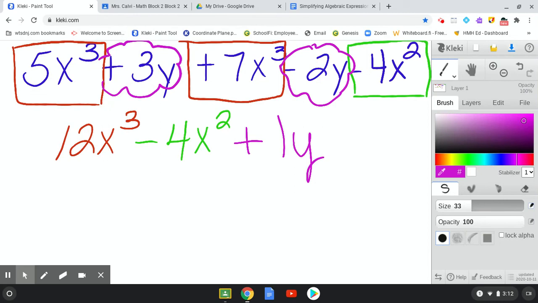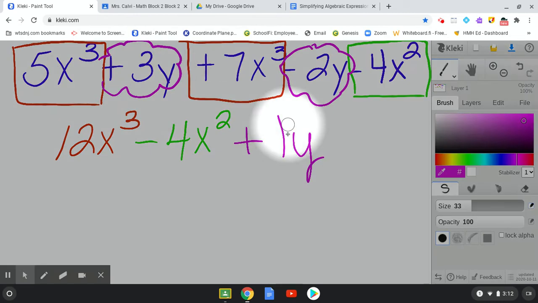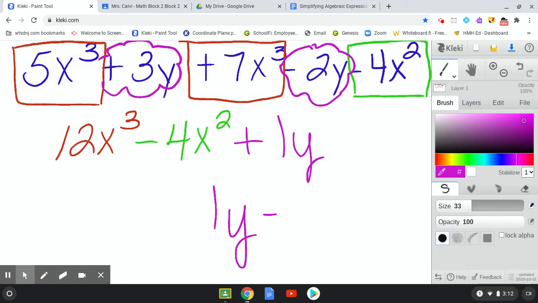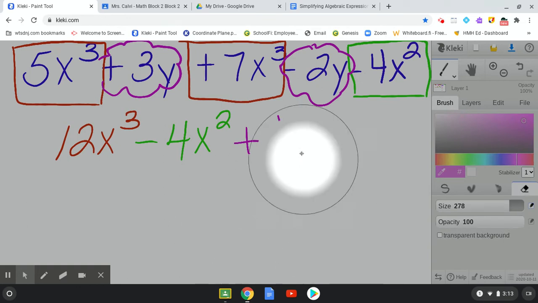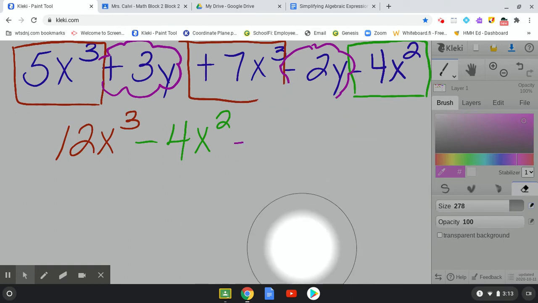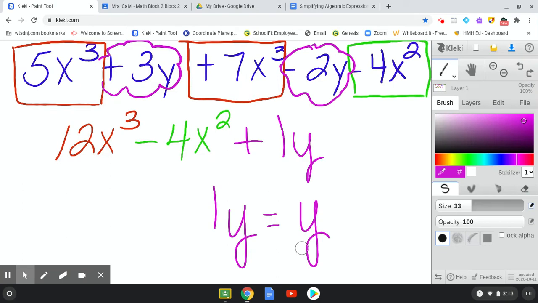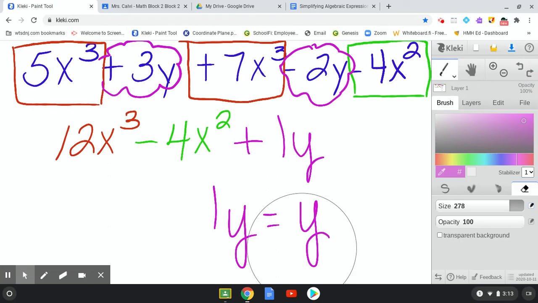Okay? Now, one thing you are going to learn. 1y is the same thing as y. We will not be putting the 1 in front of it. You will not see the number there. Okay? So I'm actually going to erase it because we would not be putting that 1 there. All right? Hold on one sec. I don't want to erase all of it.